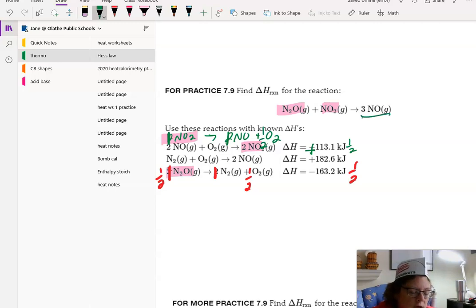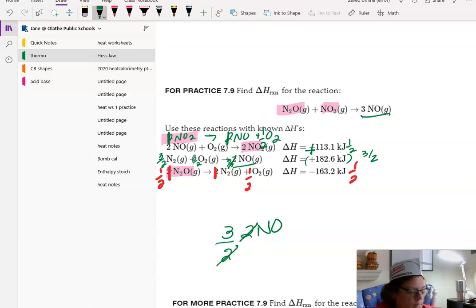And then we need 3 NOs. We've got 2 NOs here. Now here's the dilemma. How do I go from 2 to 3? Well, if I have 2 NOs and I want 3, if I multiply everything in this reaction by 3/2, then I'll end up with 3. So I'm going to go 3/2 N2, 3/2 O2, 3/2 gives me 3, and I have to multiply that whole thing by 3/2.